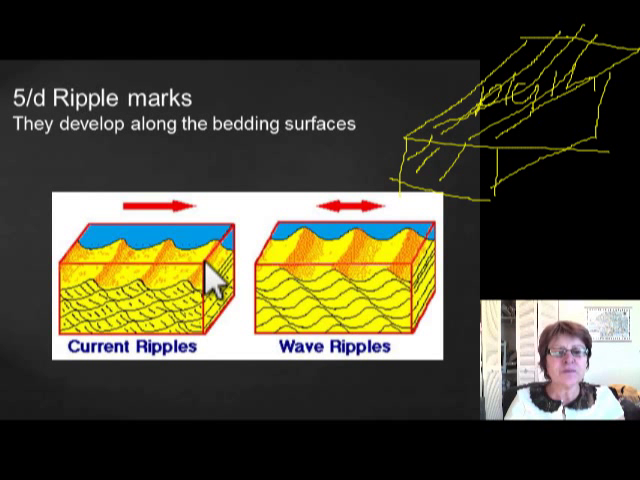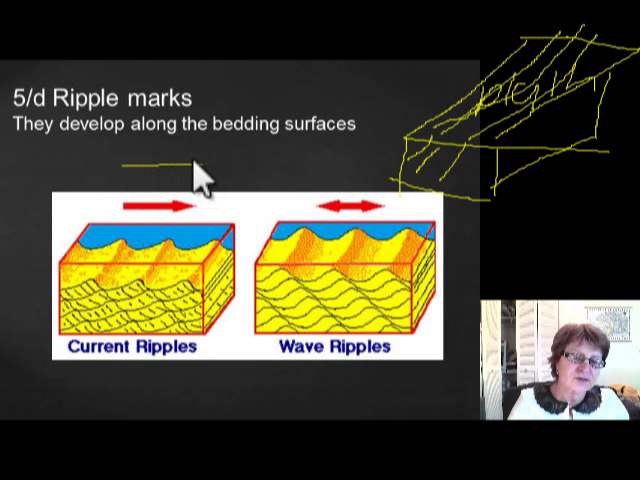We have two kinds of ripple mark. One is the current ripple. In this case, one side of the ripple mark is longer than the other side. Longer, shorter, longer, shorter. So it's asymmetrical, and you can tell which way the current was going because the longer side is always showing the current direction.